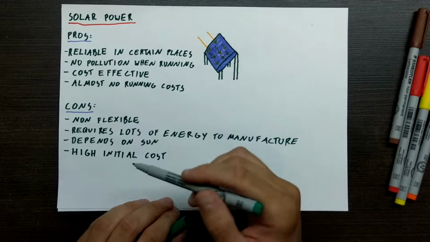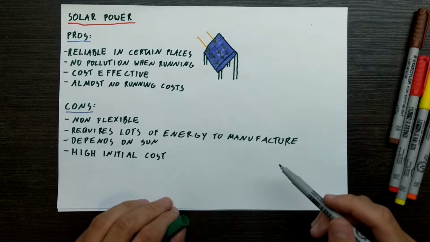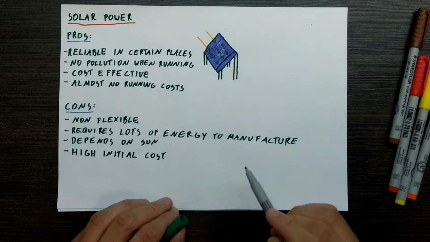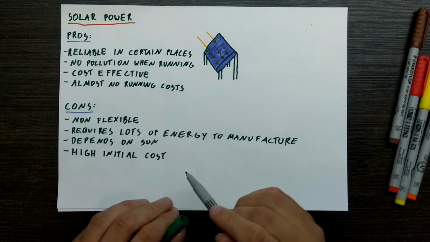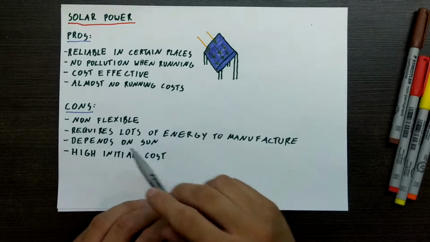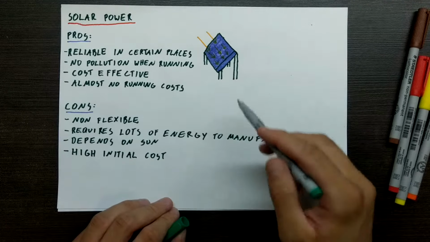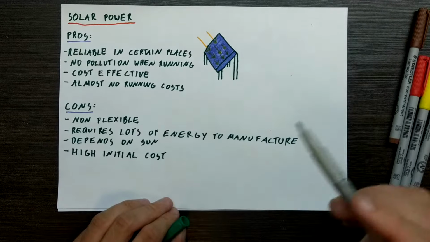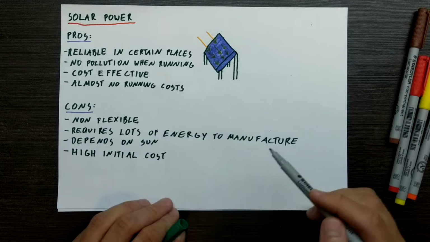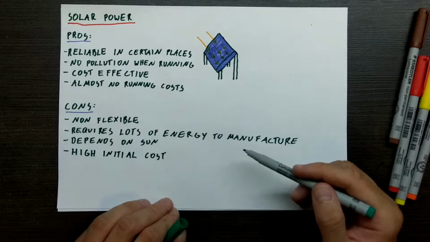Okay, the next problem is that they require a lot of energy to manufacture. So in order to make them, you need a lot of energy. So that could be an indirect source of pollution, because it depends how you get that energy. If you get that energy required to make solar panels from a coal power station, well, then these contribute indirectly to pollution. So that's the kind of problem with using them, that they do require quite a bit of energy to be made.